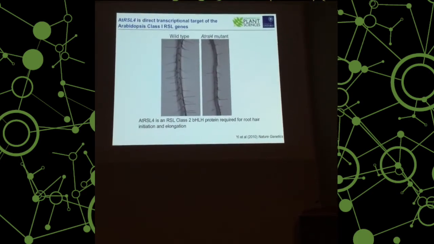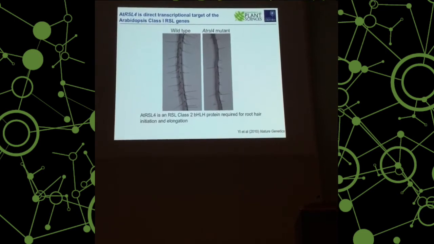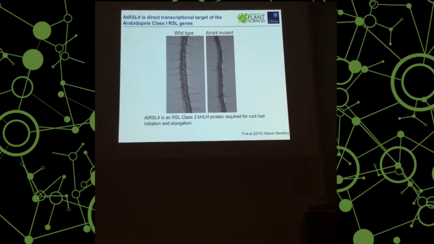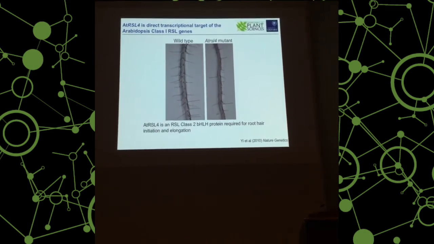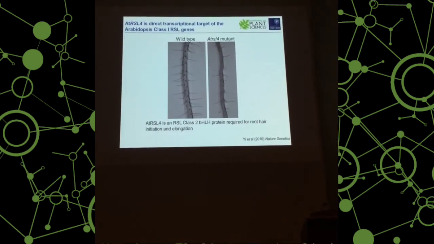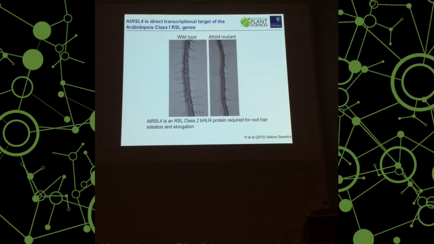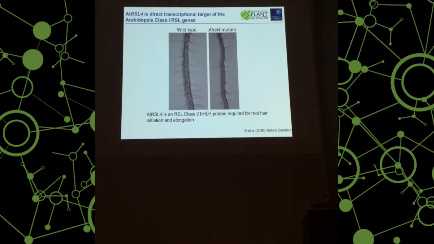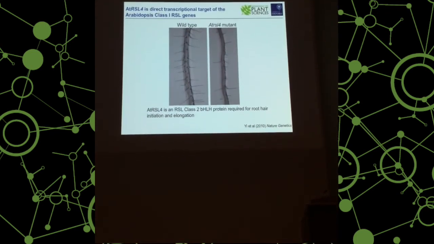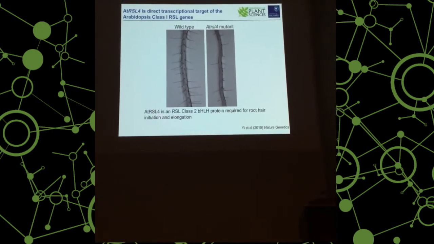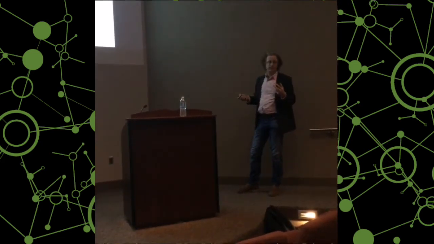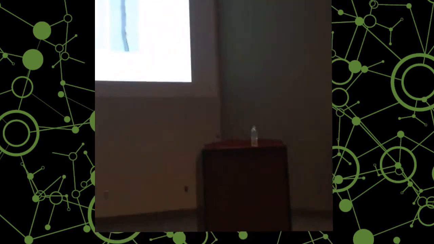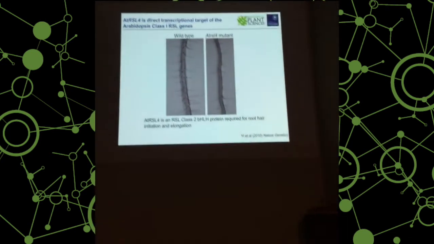Okay, so a number of years ago we were interested in identifying genes that acted downstream of what we call class 1 RSL genes in Arabidopsis. Early on I told you that if you knock out both RSL1 and RHD6 in Arabidopsis, you don't get any root hair. So we identified direct targets of RHD6. One of them is another basic helix-loop-helix transcription factor called RSL4. So it's a distinct group, but they act downstream.